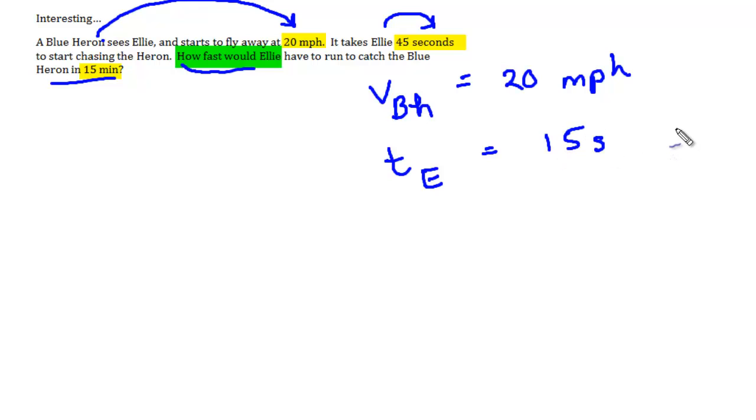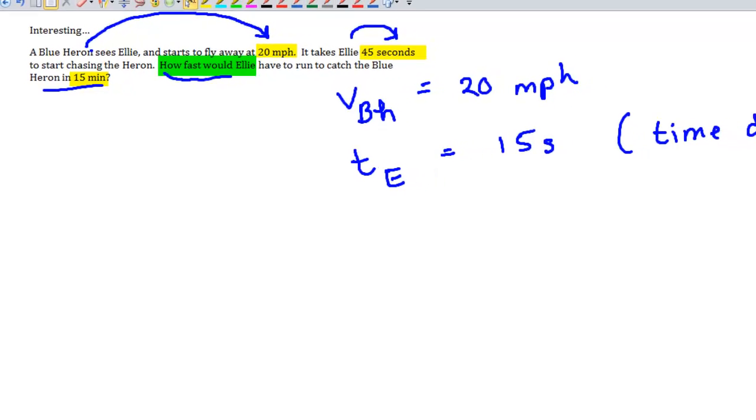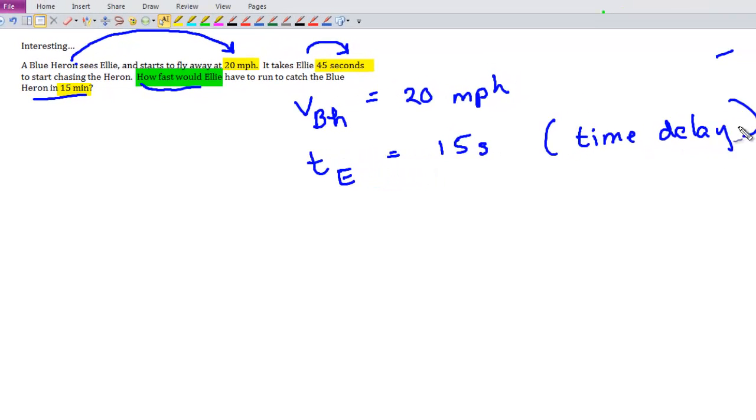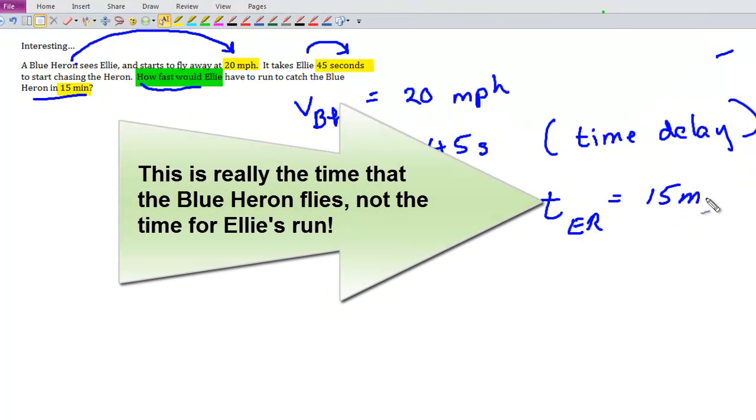And that's actually a time delay, so I'm going to add that information off to the side because I don't have a good way of shortcutting it. So not 15, I'm sorry, 45 seconds. And then what we're hunting for is how fast will Ellie run. And we have another time. We have the time for Ellie's run equal to 15 minutes.